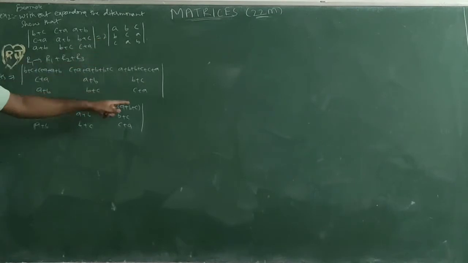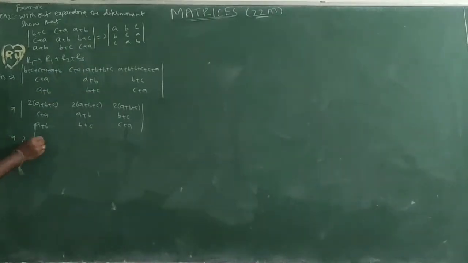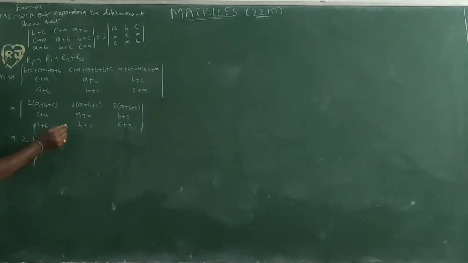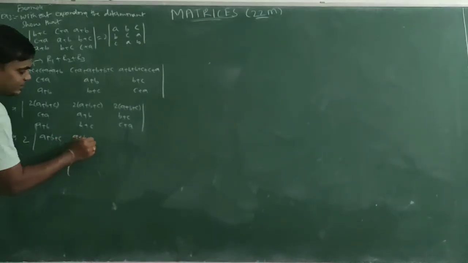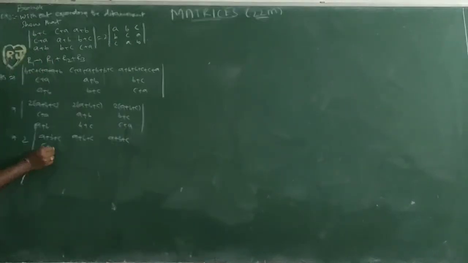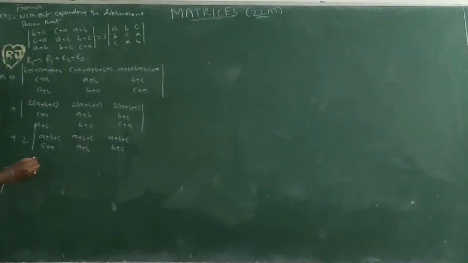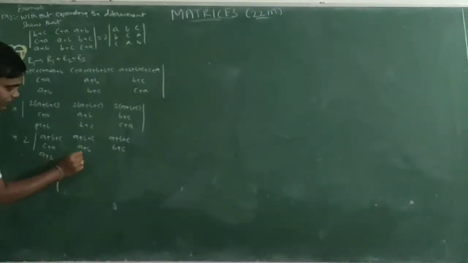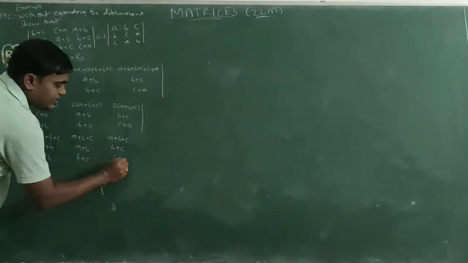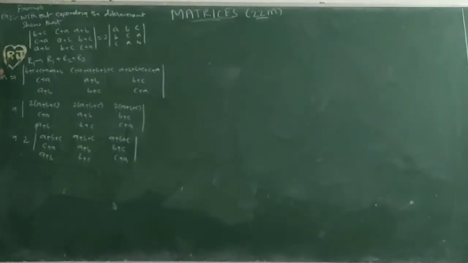Here it is 2. That's why I want to take only 2 common. So if we are taking only 2 common, we get A plus B plus C, A plus B plus C, A plus B plus C. Next, C plus A plus B, B plus C, A plus B, B plus C, C plus D. So this one. Next, observe the first row, second row, third row.